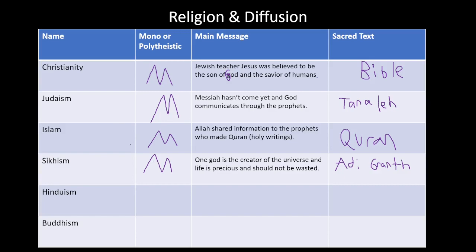Alright, then we have Hinduism. This is our only exception of a polytheistic religion. So it is polytheistic. They believe in a lot of gods. I think there's 33 million deities that they believe in. That's a lot. I couldn't remember that many. They don't remember them all, guys. Okay? And Dharma and Karma are the main message. So what are Dharma and Karma?